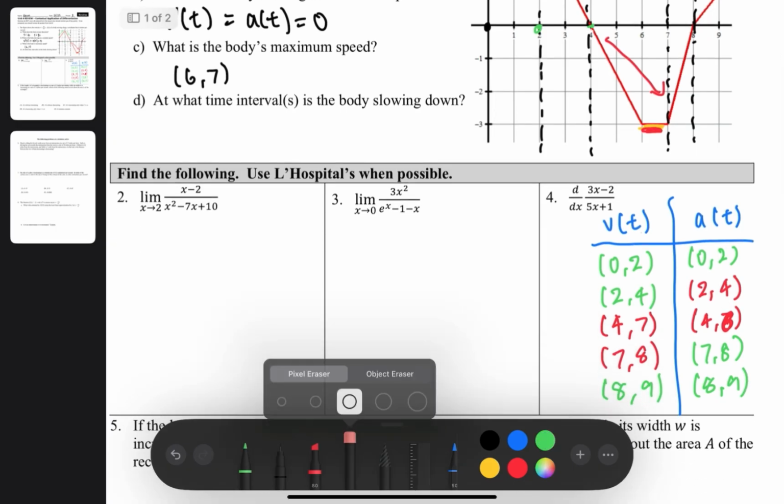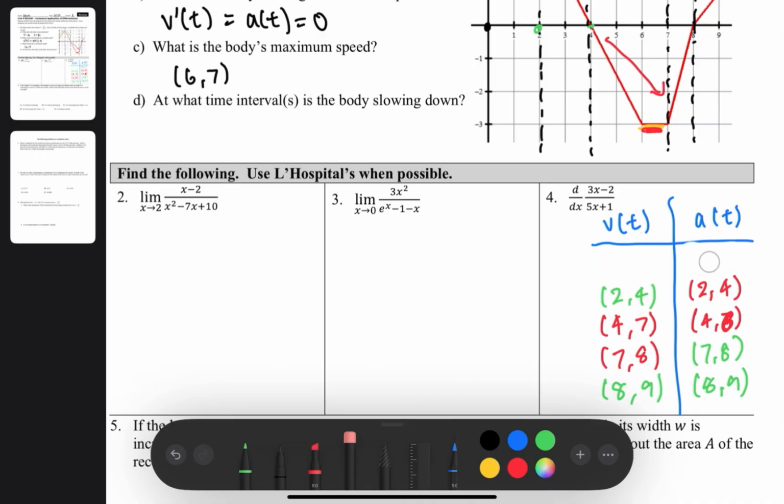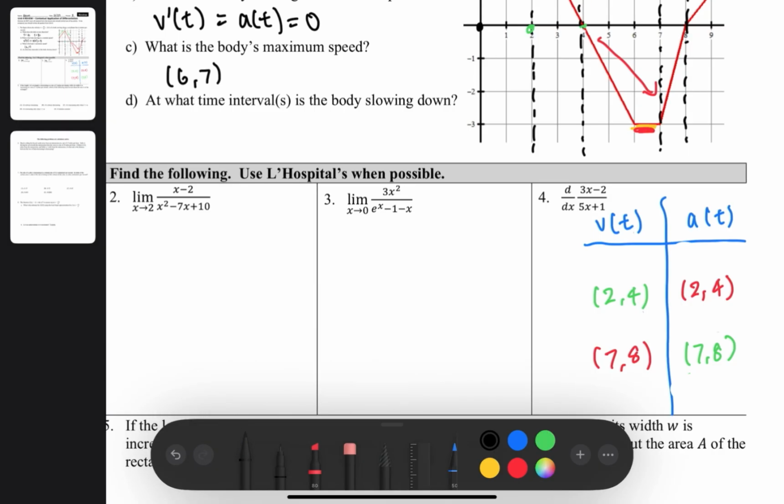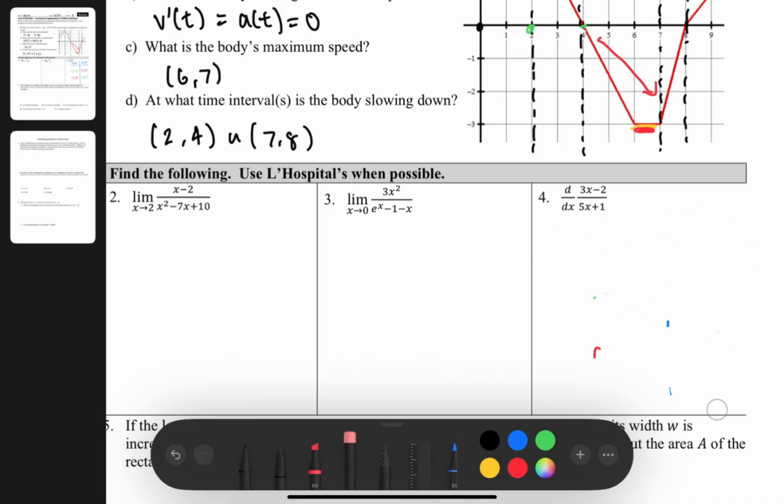So now we're gonna erase the time intervals with the same color, so when they're both positive or when they're both negative. And that leaves us from time equals 2 to 4 seconds and time equals 7 to 8 seconds. And we're done with that. So let's erase everything.